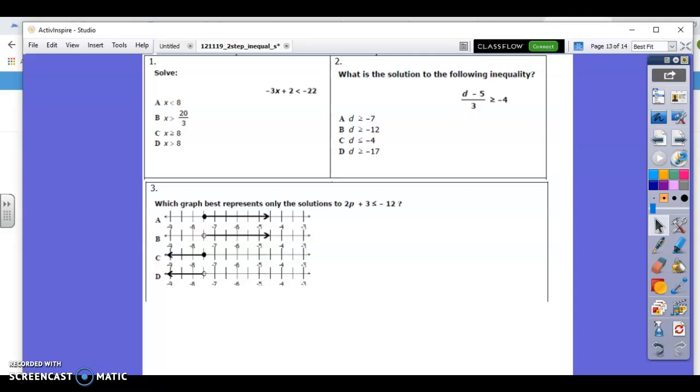All right, so let's go over this exit ticket. The first problem says solve negative 3x plus 2 is less than negative 22. So I'm going to write it down over here.